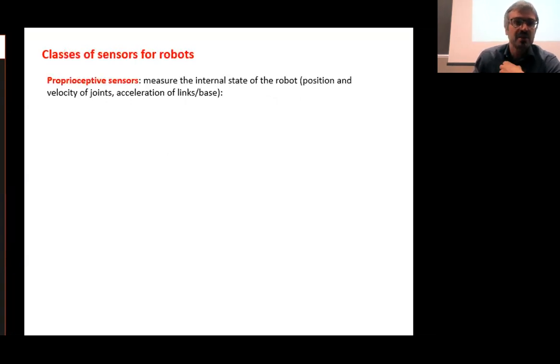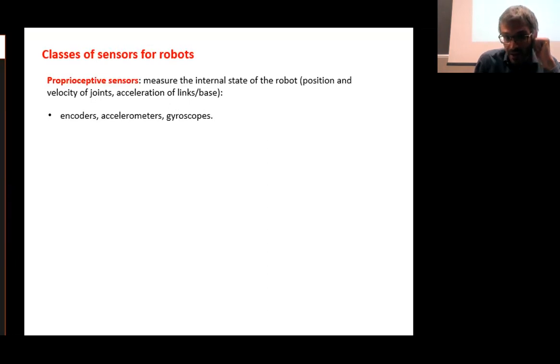As we said, the proprioceptive sensors are the sensors that measure the internal state of the robot, which means positions and velocity of the joints and acceleration of the base, for example, if we are talking about a floating base, or the link itself. In some cases, we might want to know also the acceleration of the link, for example, if we want to detect an impact early on without relying on the force sensor at the joints.